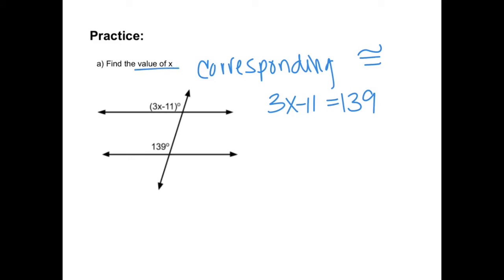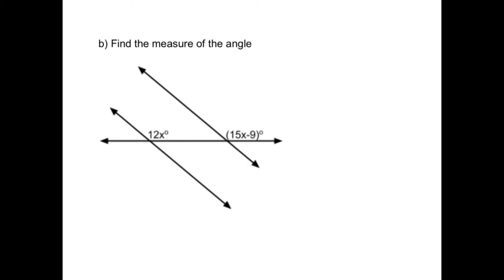We know the angle measure already because they're congruent. This is automatically 139 degrees, but we're trying to find the value of x here, so I'm going to use that information to actually find the x value. And x equals 50. One more time, this is the hardest part, is figuring out what the original relationship is if you're going to be using congruence or supplementary, for example.